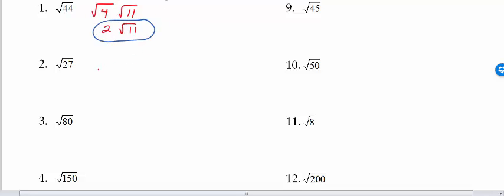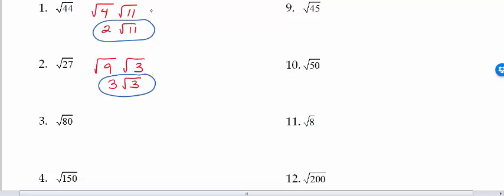Our next problem coming down is the square root of 27. That's the square root of 9 times the square root of 3. Once again, we're trying to find a perfect square and what's left over. The square root of 9 is 3, so our answer is 3 radical 3.